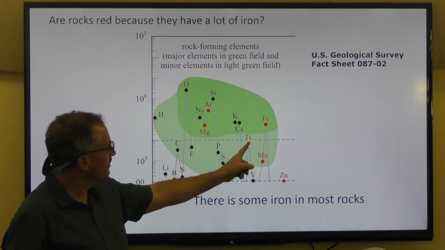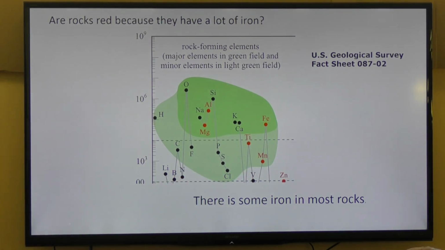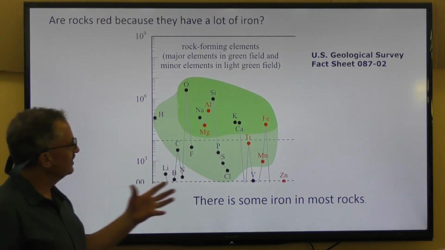Titanium's up here, pretty common, but I couldn't find a single instance of, like, this is a titanium rock. It's just kind of dispersed everywhere, I guess. It's not water soluble, and so just because it's common doesn't mean you're going to be able to see it.